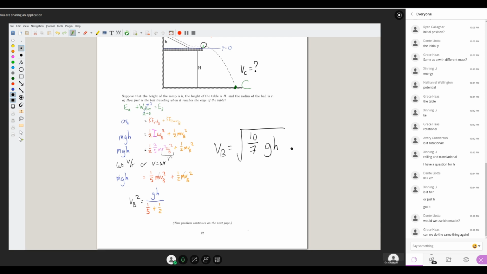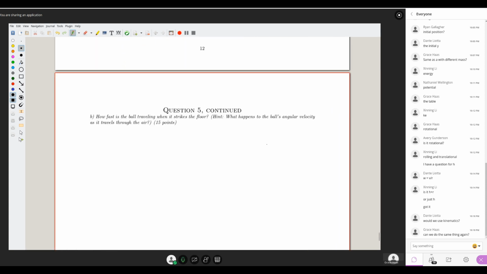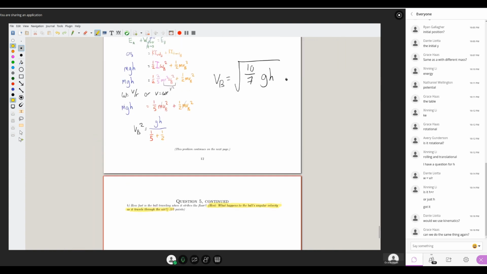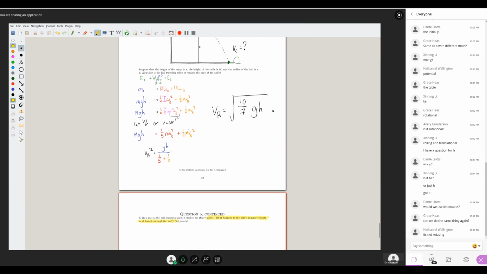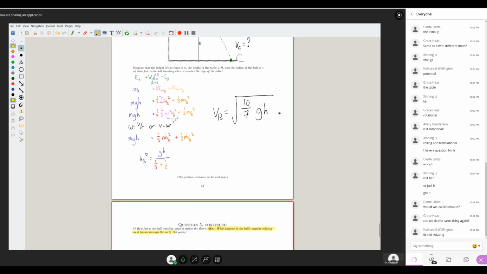But what is this hint doing here? Hint: what happens to the ball's angular velocity as it travels through the air? Does it stop rotating, Nathaniel? Or does it do something else? When you say it's not rotating, you're very, very close to what happens.